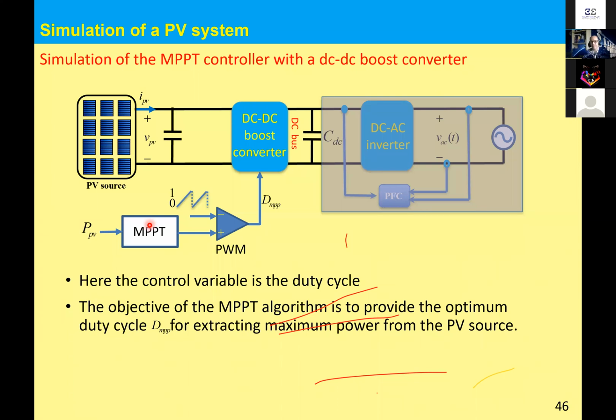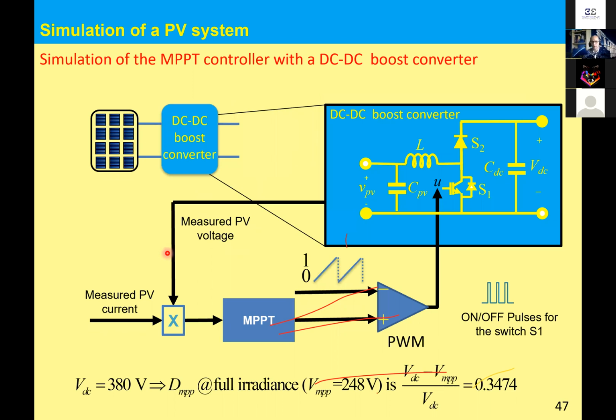But let's start by giving directly the duty cycle. We know what is the value of the duty cycle to give the maximum power, in this case for full irradiance level. And we will use this value. Then we will make this duty cycle to be provided by the MPPT controller, just to understand the importance of putting the right value of the duty cycle in order to extract the maximum power. Okay, so we'll use this circuit for simulation.